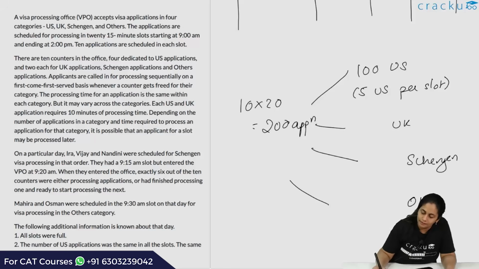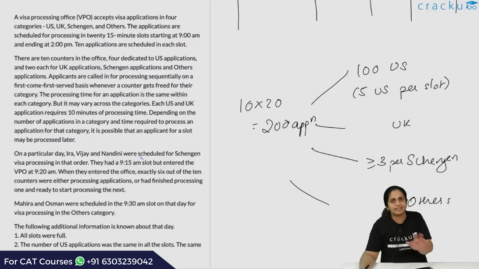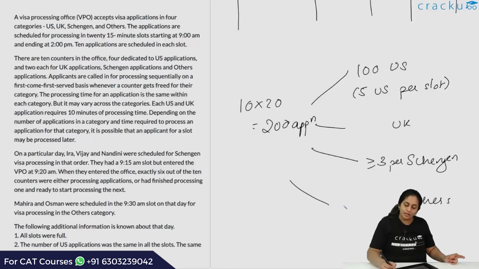We know that for Schengen visa, Ira, Vijay and Nandini were scheduled for the same slot, which means that at least 3 people are scheduled for the same slot for Schengen. So, the number of applicants per slot for Schengen is greater than or equal to 3, because Ira, Vijay and Nandini were at least scheduled in the same slot. There might have been a 4th person or a 5th person in their slot, but at least 3 were scheduled for the same slot. So, there are at least 3 per slot for Schengen. Similarly, Mahira and Osman were scheduled at the 9:30 a.m. slot. So, at least 2 were scheduled for the same slot for others. So, this is at least 2 per slot.